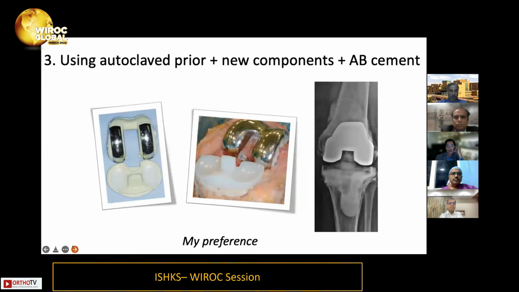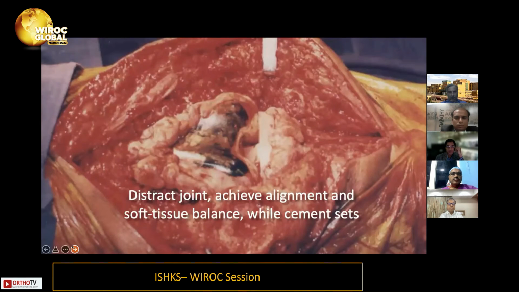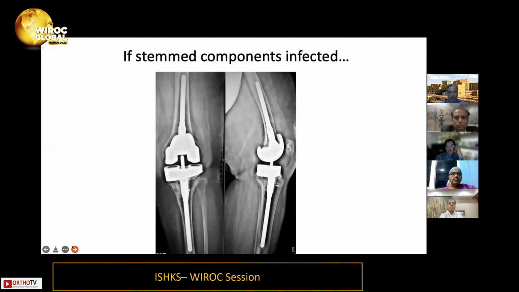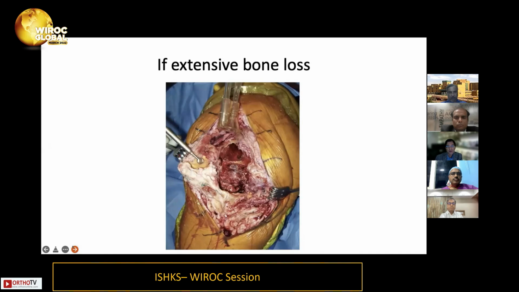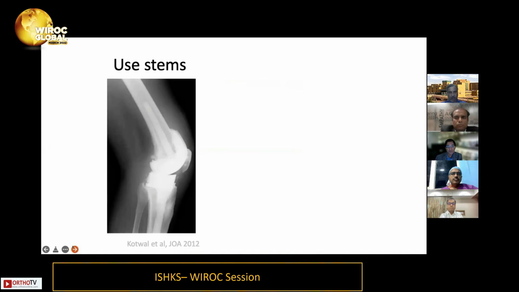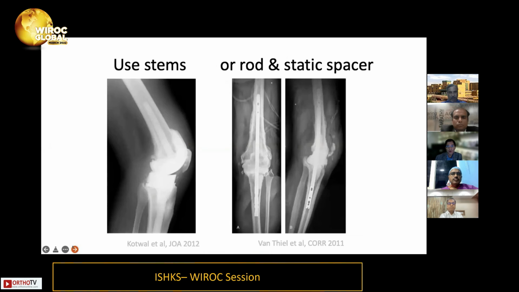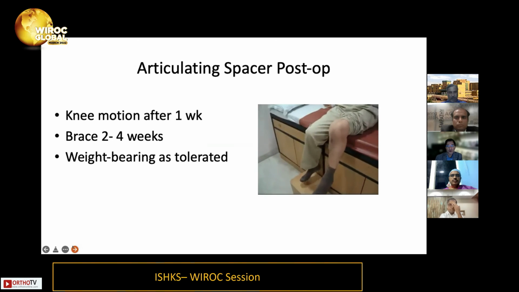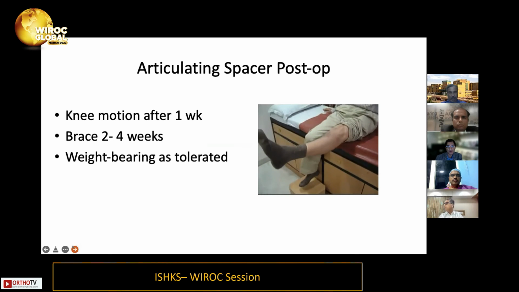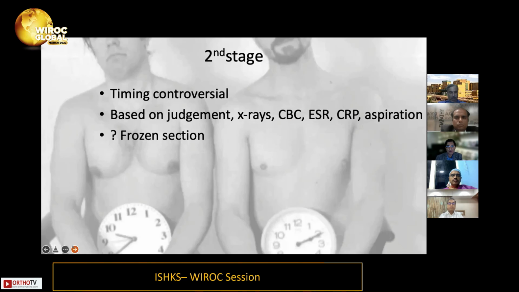My preference is for using autoclaved prior femoral components with a new poly insert along with a huge amount of antibiotic cement. An example of a spacer. Now, if the stemmed components are also infected and the canals are infected, then I would use cement dowels over a K-wire. If there's very severe bone loss, you can use stems along with the spacer or a rod and a static spacer. This is a patient with an articulating spacer post-op. We allow motion after a week, brace for 2 to 4 weeks, and weight bearing as tolerated.